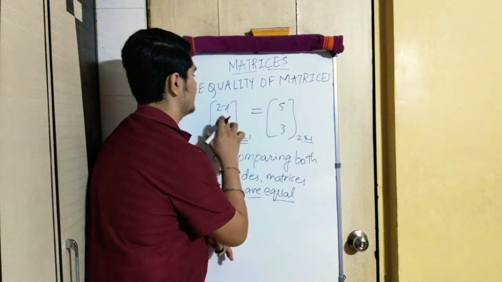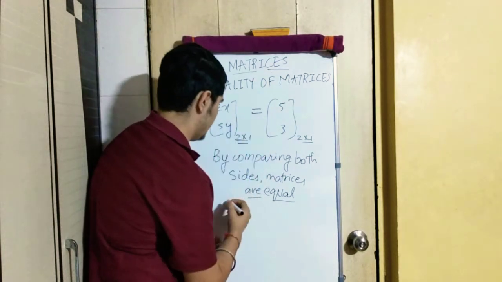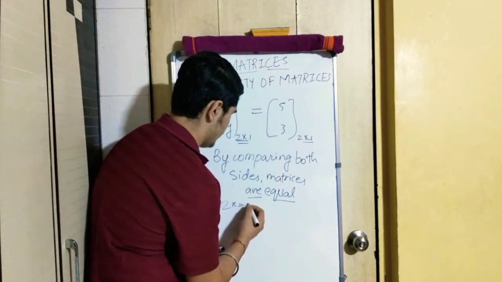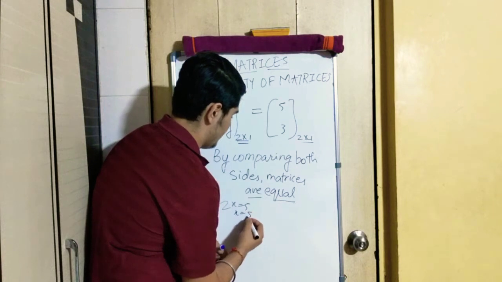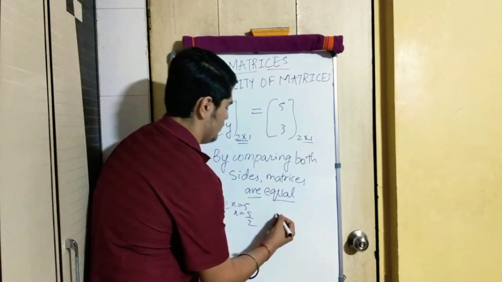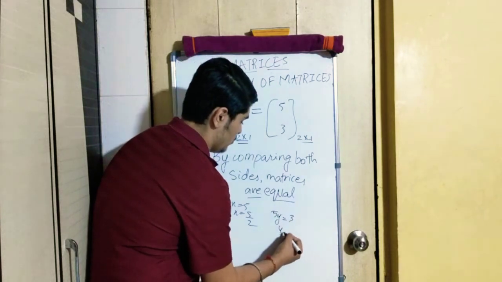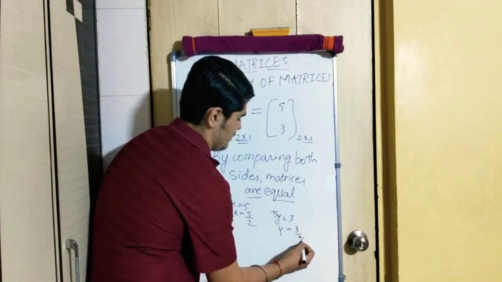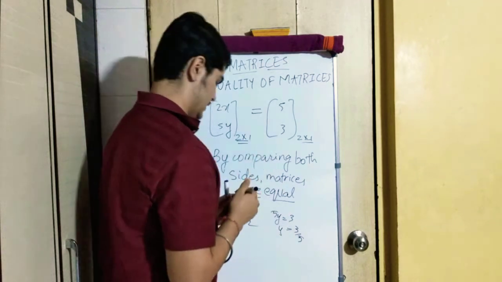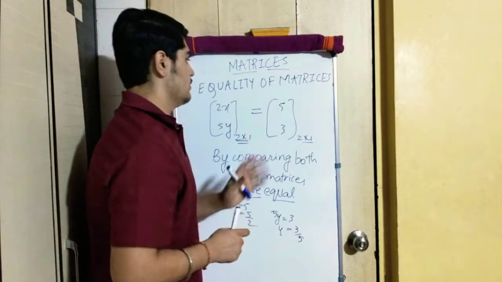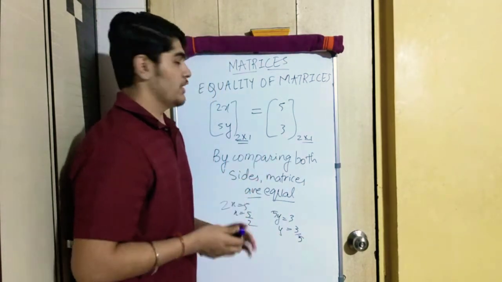So with this you can simultaneously solve the equations: 2x is equal to 5, so x is equal to 5 by 2, and 5y is equal to 3, so y is equal to 3 by 5. It's just an example, not an exact value, but this is called equality of matrices.